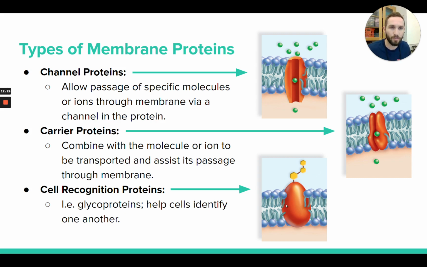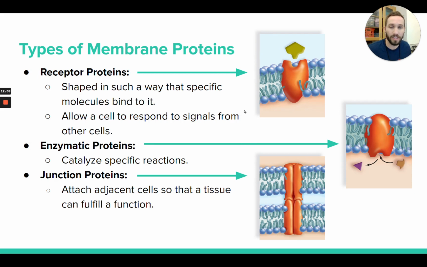There are also cell recognition proteins like the glycoproteins that I just pointed out. These are proteins that have carbohydrate chains attached to them, which help cells identify one another. There are receptor proteins. We've talked about these before. These are proteins on the cell membrane that bind to specific signaling molecules outside the cell, and they cause things to happen inside the cell because of those signals they're receiving.